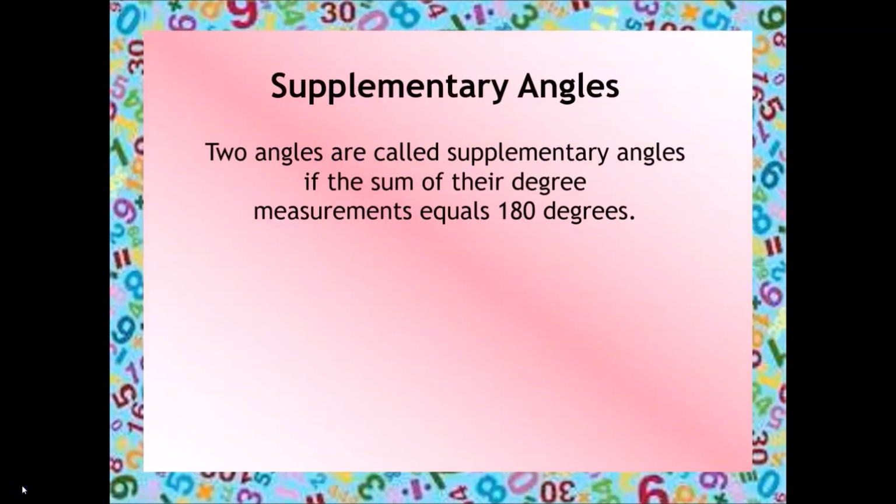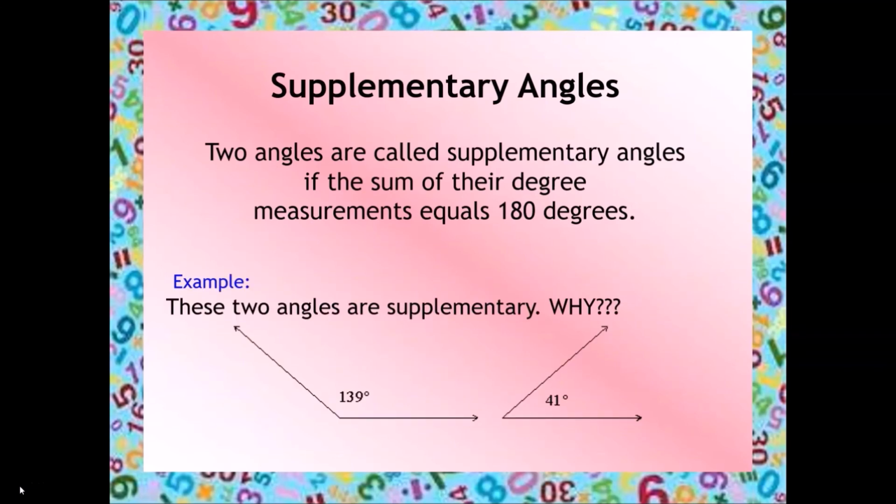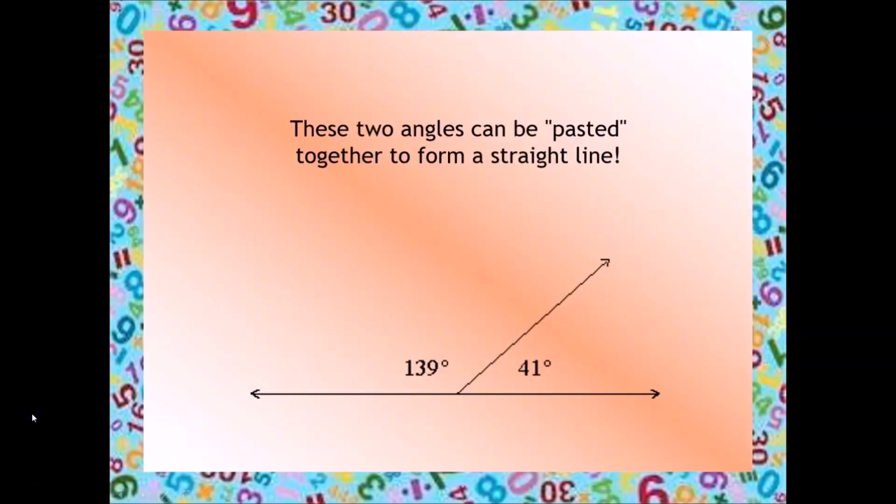Supplementary angles. Two angles are called supplementary angles if the sum of their degree measurements equals 180 degrees. So take a look at these two angles, 139 and 41. If you put them side by side, 139 and 41 sum up to 180 degrees. So these two angles form a straight line. Therefore, they are supplementary angles.